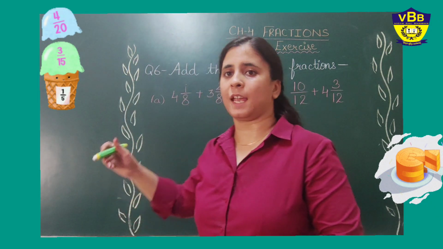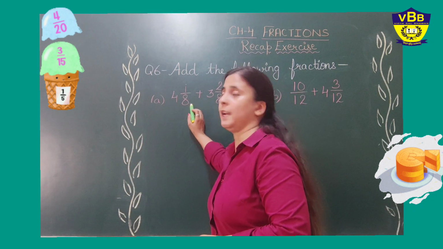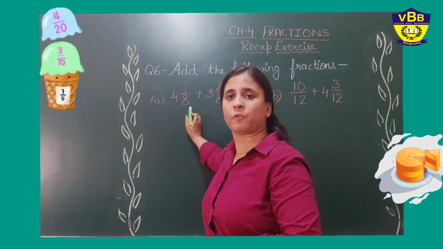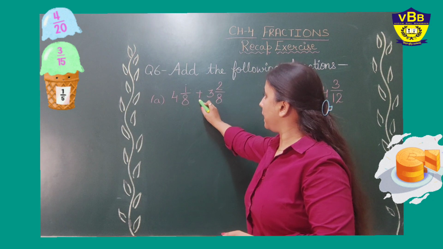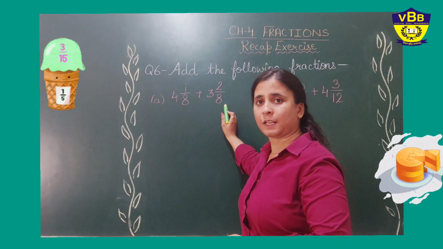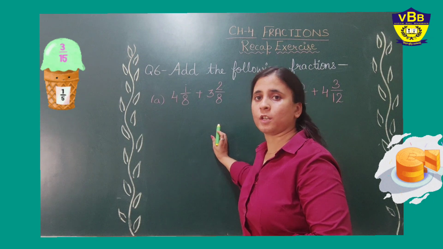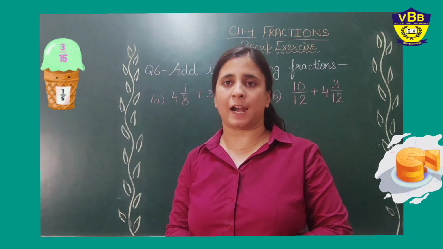Okay, let us see A part. It says A part is 4, 1 by 8. Which fraction is this? We have a whole number and a proper fraction, so it is a mixed fraction. Plus 3, 2 by 8. 3 is the whole number, 2 by 8 is your proper fraction. So we are given two mixed fractions and we have to add them.